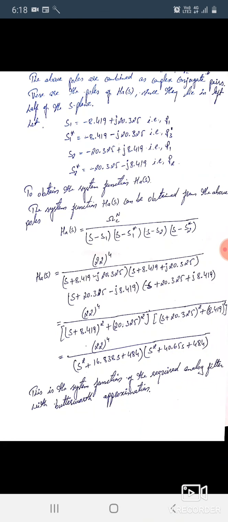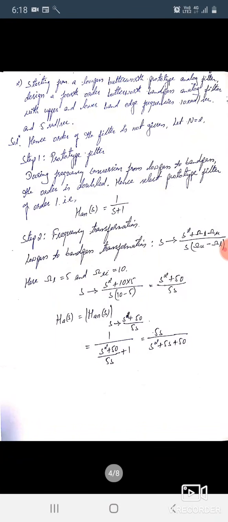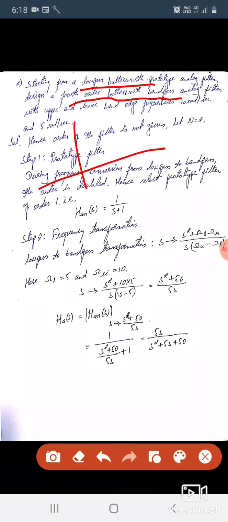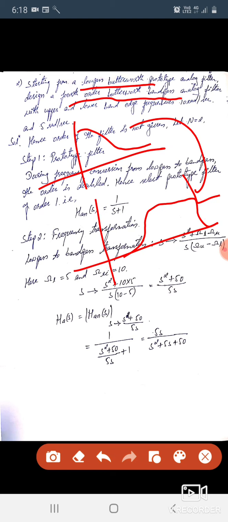Next, a small problem is given. Here they told a low pass Butterworth prototype analog filter is used. We have to design a fourth order Butterworth band pass from low pass to band pass. Low pass means it's going to be like this, but from low pass to band pass we have to convert from this to this. When you convert, the system function is going to differ. How it differs, we can understand from the equation.